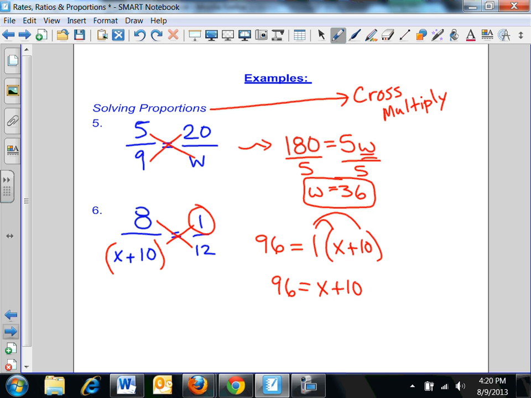Now I want to solve the problem for x. So I'm going to subtract 10 from both sides. When I do that, I'll get 86 is equal to x. And I always want to write it with the variable on the left side, so I write it like this, x equals 86. So those are our 3 things that we'll be doing Monday and Tuesday, and we'll be going into more depth with those, but hopefully you will learn a little bit from this video today.